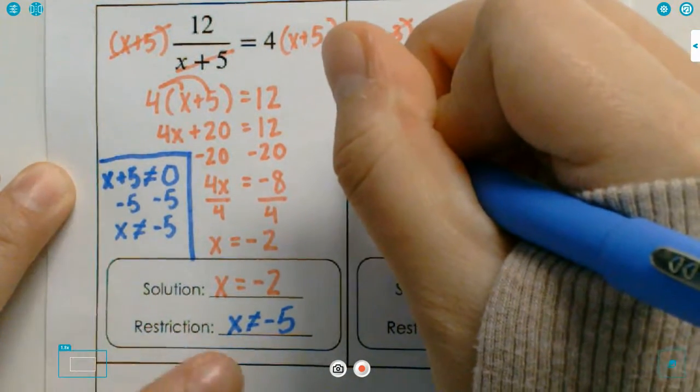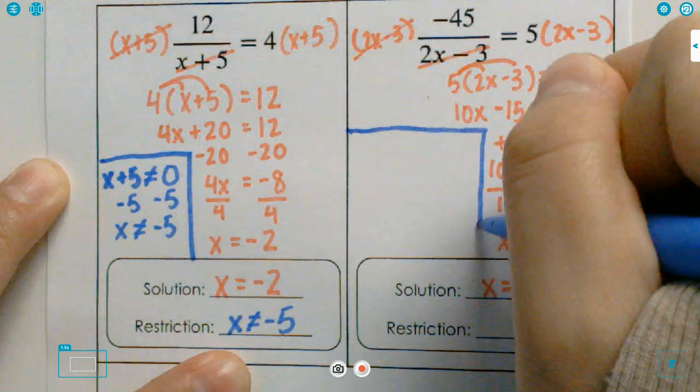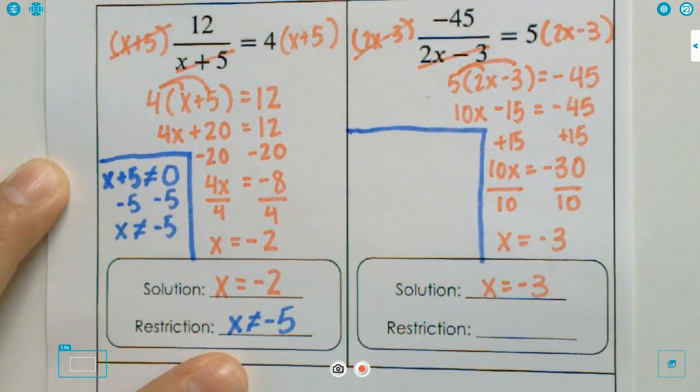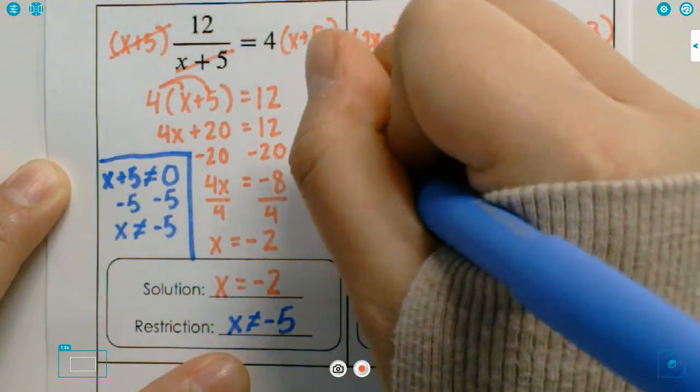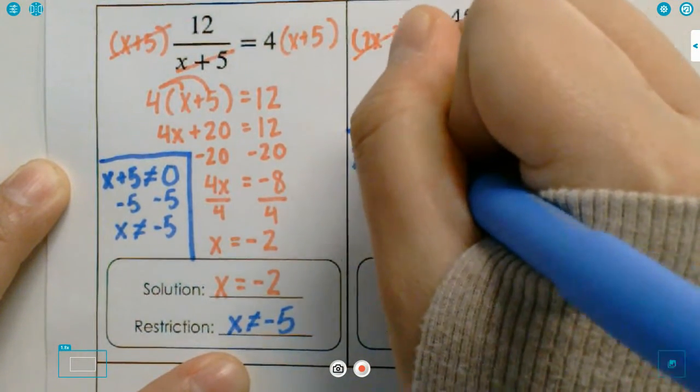Wait, we need to solve for our restriction. So I'm going to take my extra space that I still have and split it off here. I've got 2x minus 3. That is the bottom of my fraction. We're going to set it not equal to 0.